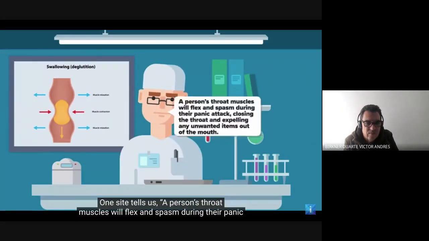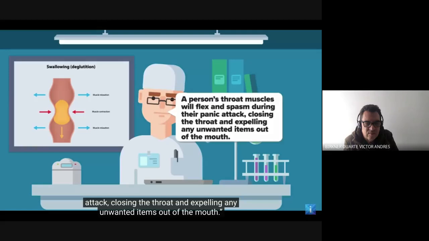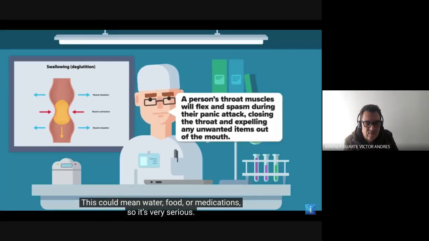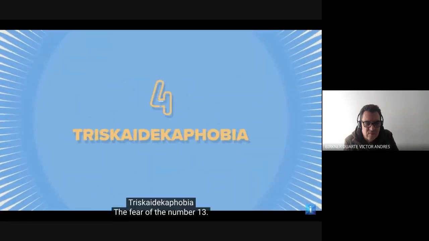One site tells us a person's throat muscles will flex and spasm during their panic attack, closing the throat and expelling any unwanted items out of the mouth. This could mean water, food, or medications, so it's very serious. The answer is therapy. Number 4, there's catophobia, the fear of the number 13.